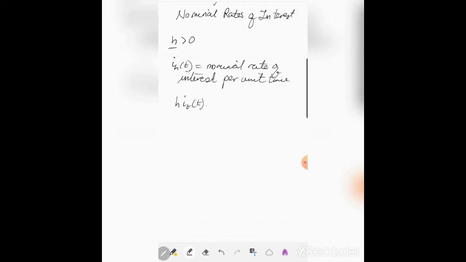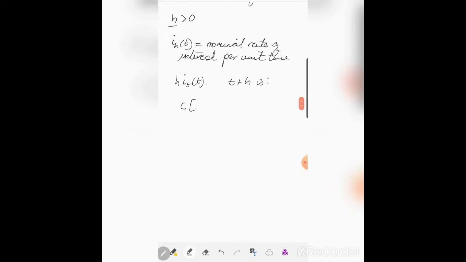Therefore, if the sum c is invested at time t for a term of h, the sum to be received at time t plus h is c(1 + h i_h(t)), and this h i_h(t), as we said, is just the effective rate of interest for the period of length h beginning at time t. This one we'll call equation 1.